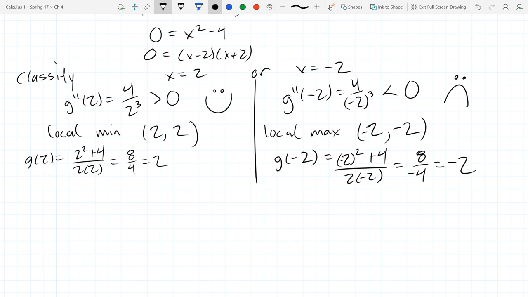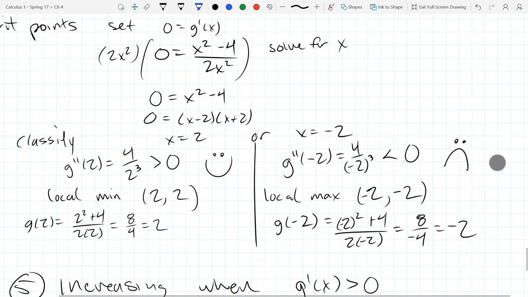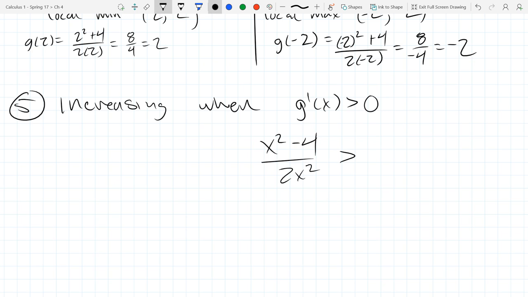And now we're going to look at increasing, decreasing intervals. And our g prime of x is x squared minus 4 over 2x squared. Now, rational inequalities were even more difficult than polynomial inequalities. Your first instinct might be to multiply by 2x squared. That's actually not a horrible idea. Can 2x squared be negative? So in this case, you get lucky. It can't be negative, so you don't have to worry about the inequality flipping.